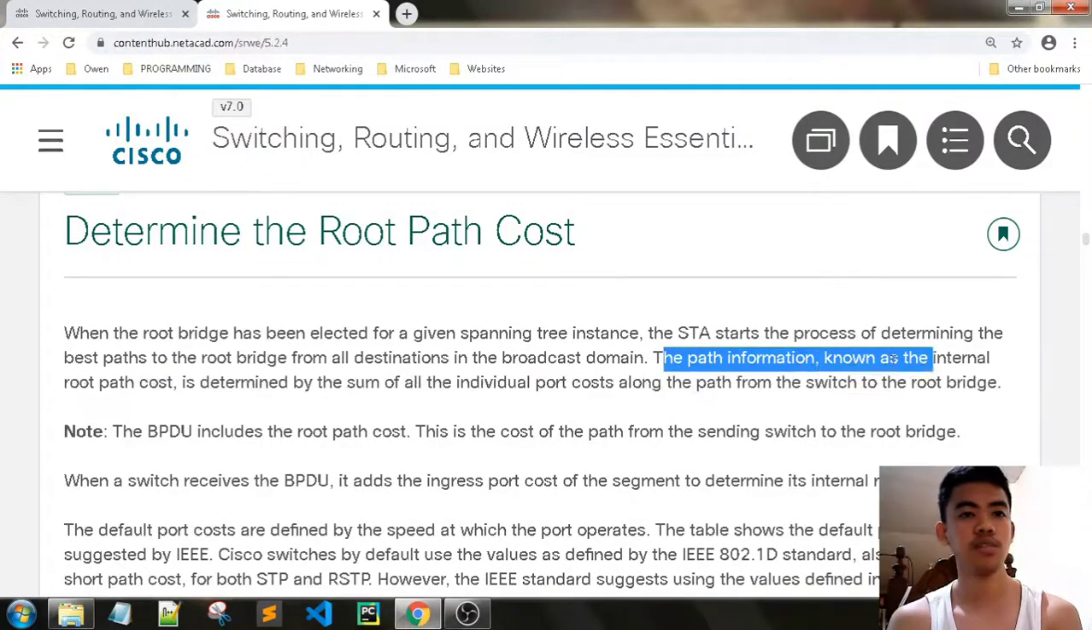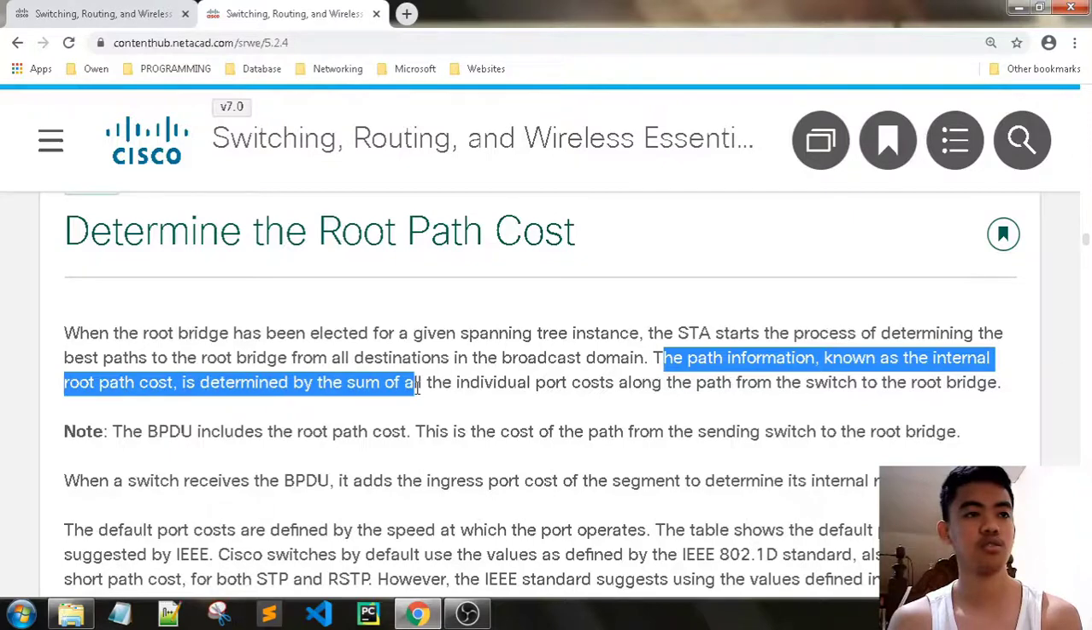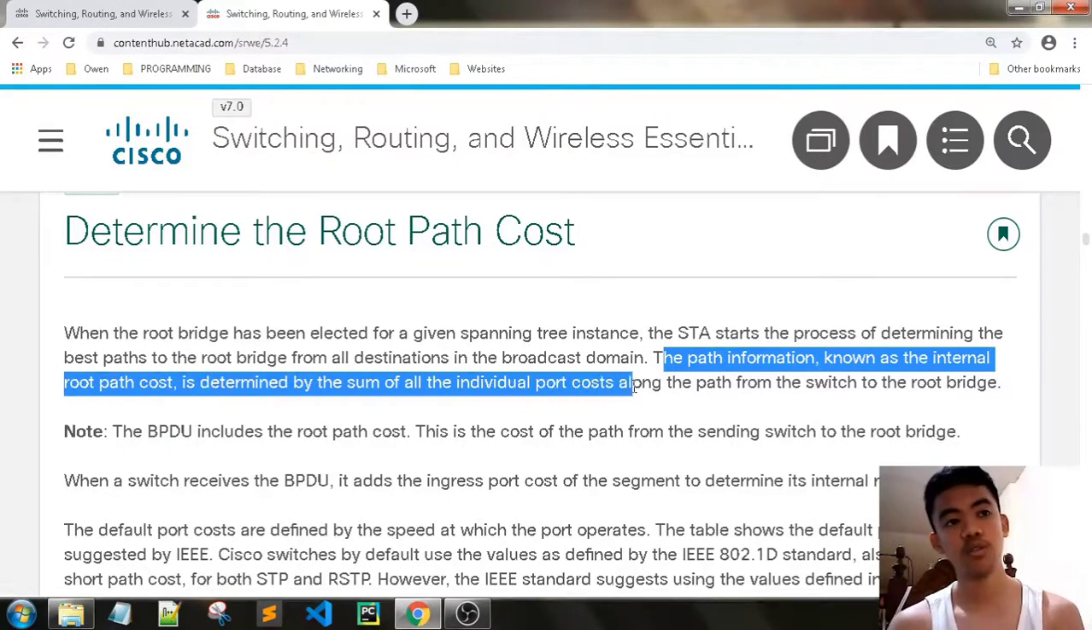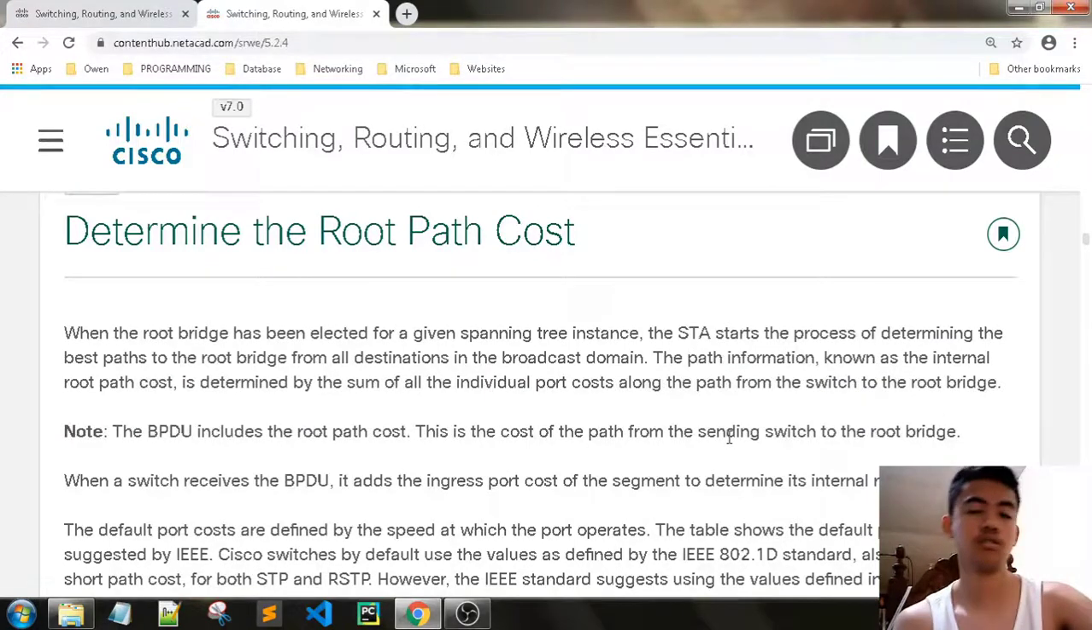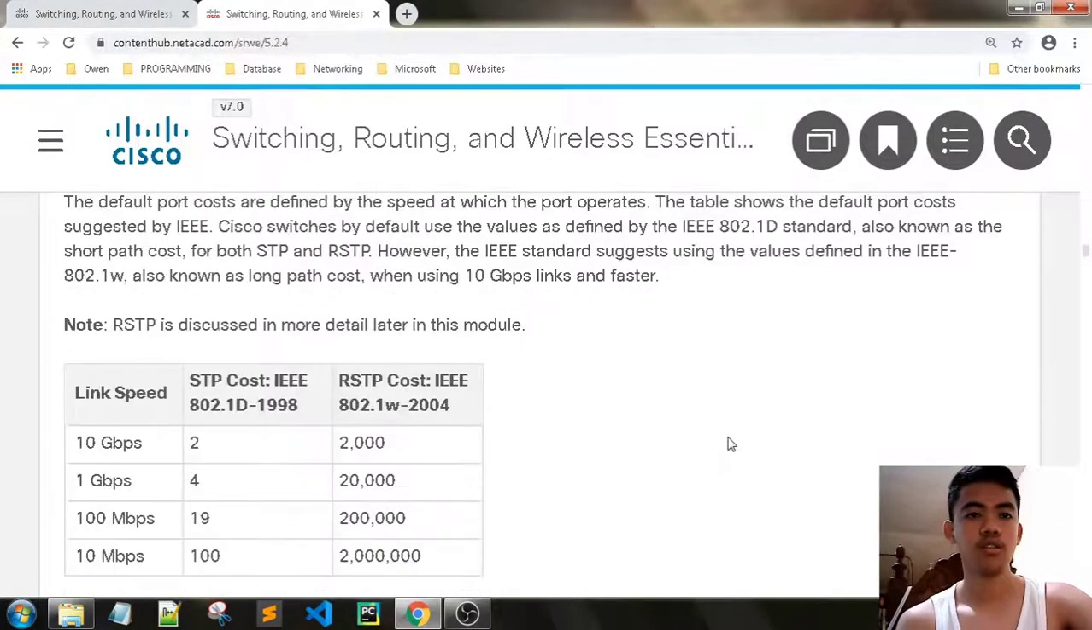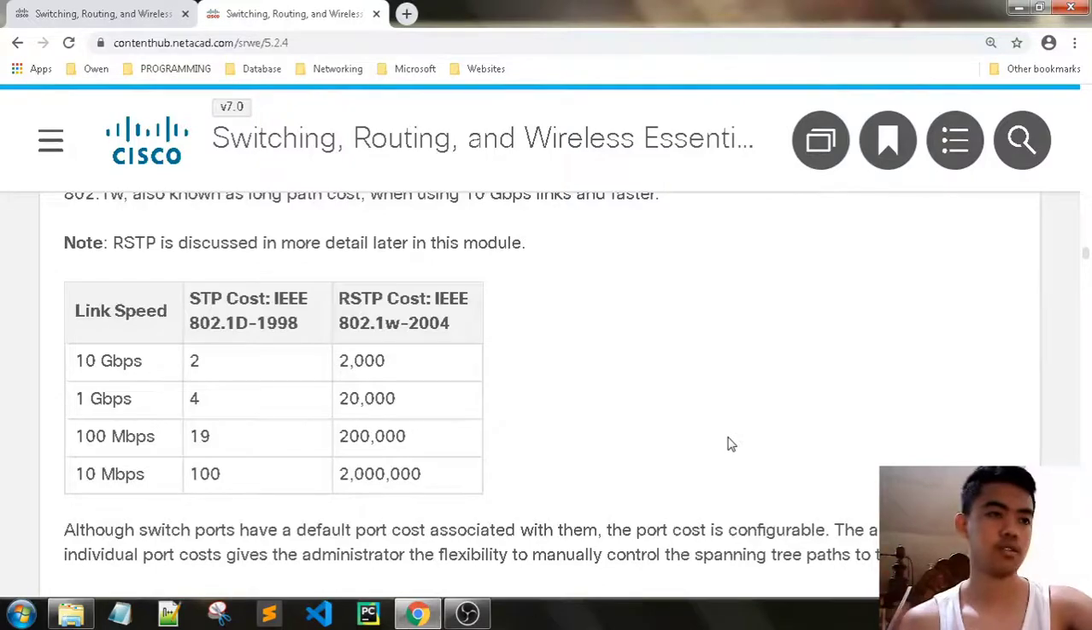So the path information known as the internal root path cost is determined by the sum of all individual port costs along the path from the switch to the root bridge. So the root path cost is basically the number of paths from the switch to the root bridge.